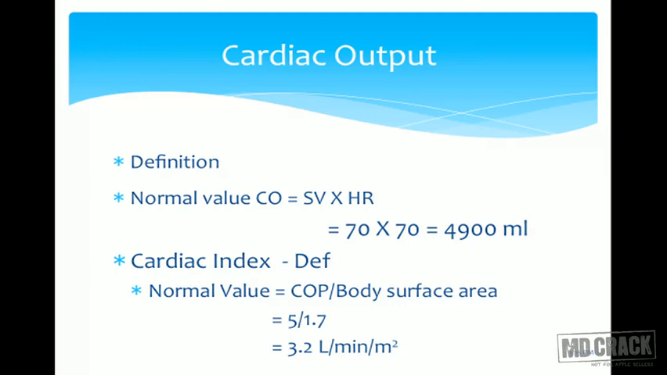Now, you should also know about the concept of cardiac index. What is cardiac index? It is the cardiac output upon the body surface area. Now, in a 70 kg person, let's say the body surface area is 1.7 meter square, then 5 divided by 1.7 will be equal to 3.2 liters per meter square. So this is the normal value for the cardiac index.